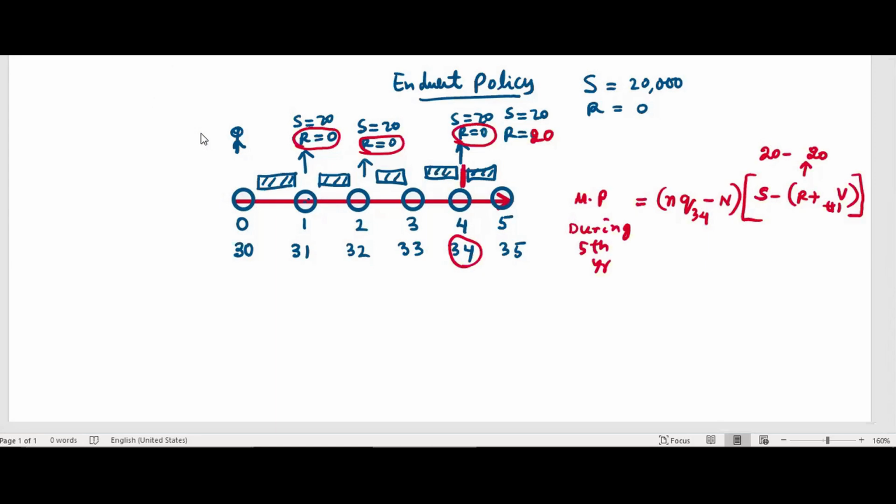How about VT plus 1? That is what I want to know. What is V5 here? Who can answer? During the last year, when you find mortality profit for an endowment policy, what is V5?